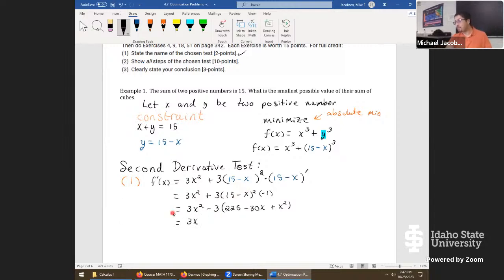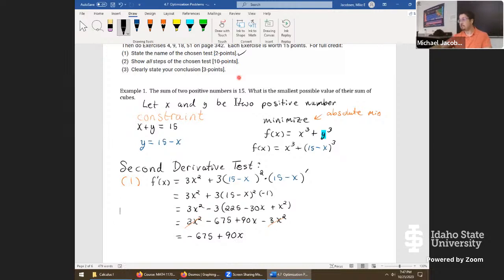We get 3x squared minus 225 by 3, that should be 675, plus 90x, minus 3x squared. Then on this step, we have like terms. The x squared is gone. That's going to make equation solving much easier. It's now linear. And it's altogether negative 675 plus 90x.